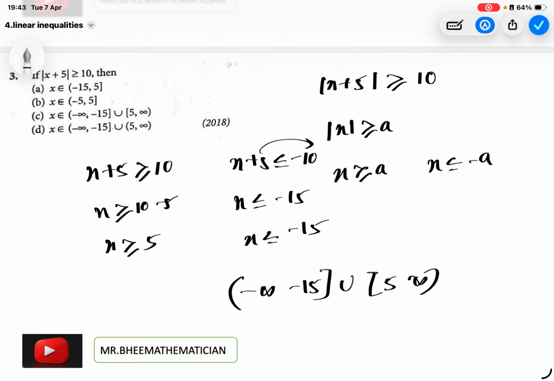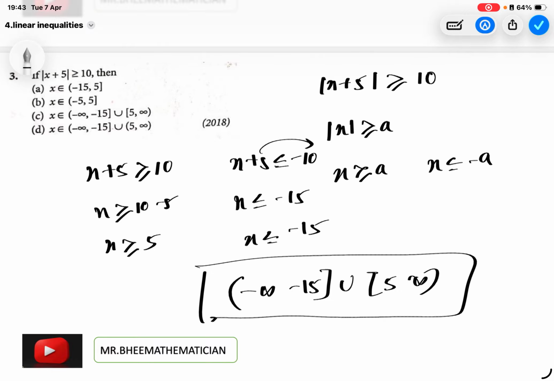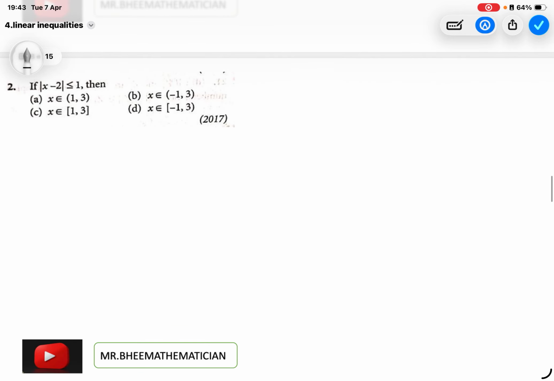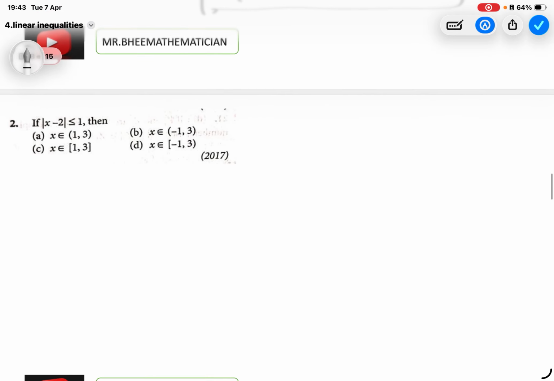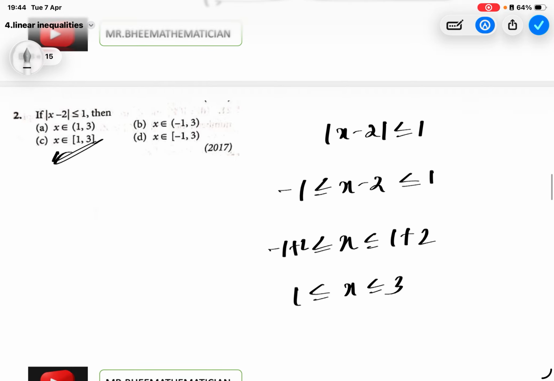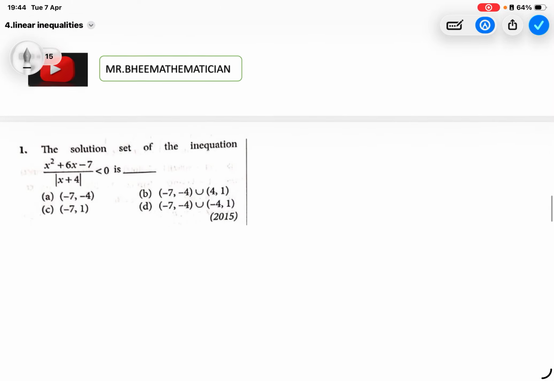So I hope you understood this one. You have to take both solutions. So this is the correct answer. You should remember this formula for modulus inequality. Again, they are asking modulus of x minus 2 less than or equal to 1, so x minus 2 is less than or equal to 1 and greater than or equal to minus 1. x is less than or equal to 1 plus 2, and greater than or equal to minus 1 plus 2, that is 1 and 3, and both are closed interval. Option C is the correct answer.